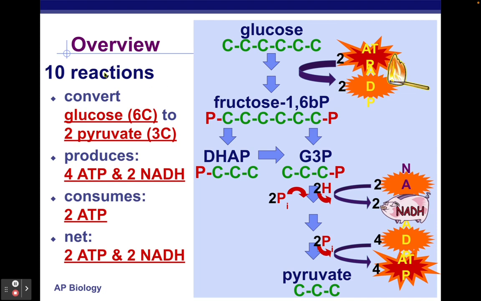Okay, the first 10 reactions, I'm never, ever going to make you memorize what happens in each reaction. I do want you to know the 4 different parts. So the first 10 reactions convert glucose into pyruvate, produce 4 ATP and 2 NADH, but also use 2 ATP. So essentially, we have a net of 2 ATP and 2 NADH. The 2 NADH being those electron carriers, the reduced form. This happens in glycolysis, where we have glucose out in the cytoplasm turning into pyruvate.